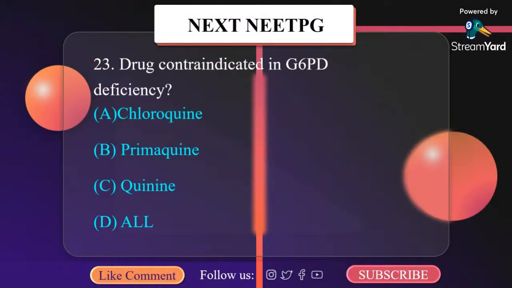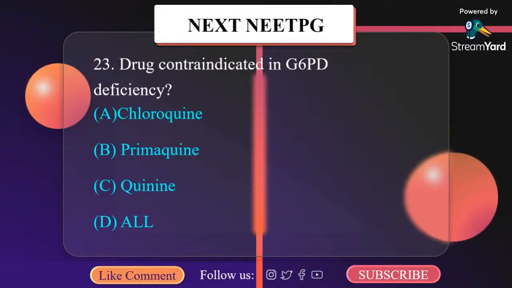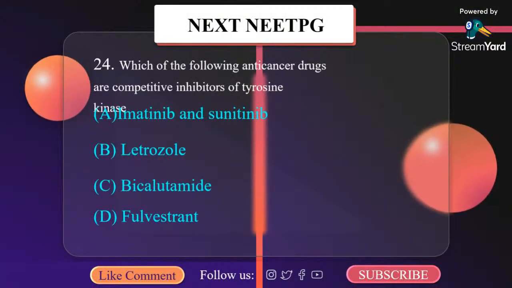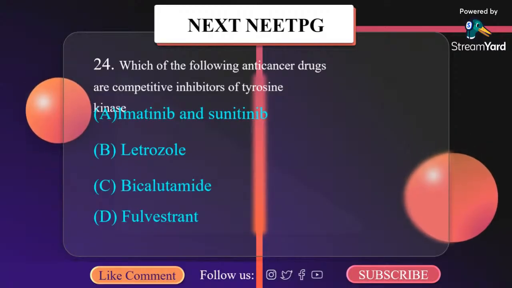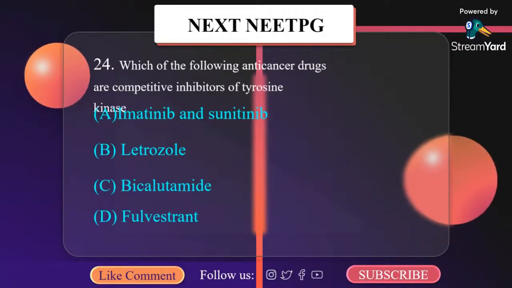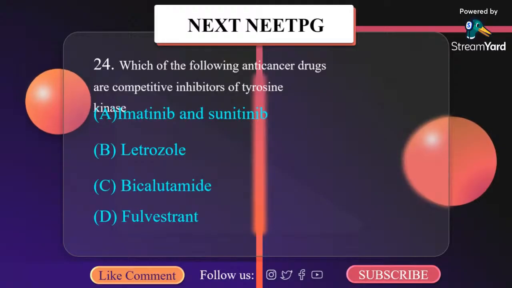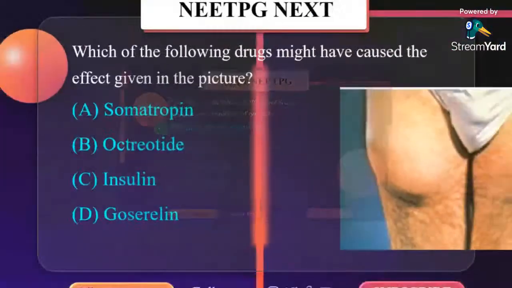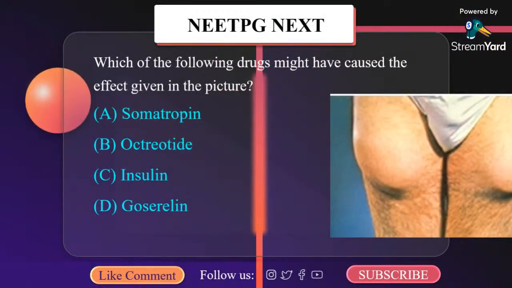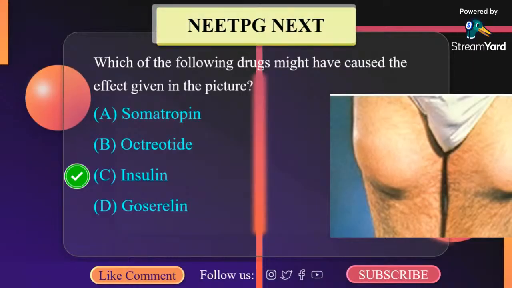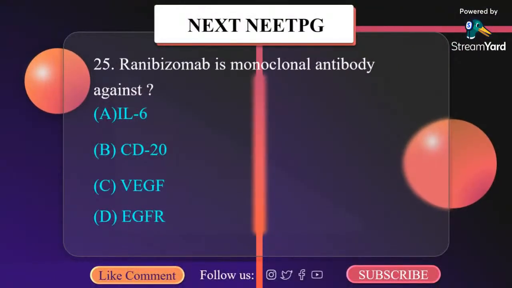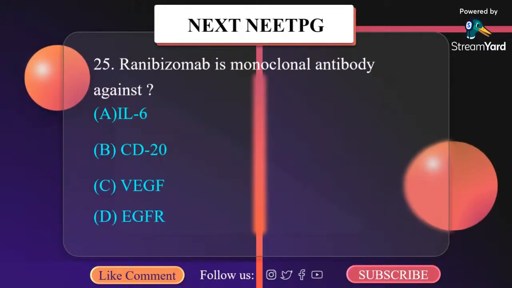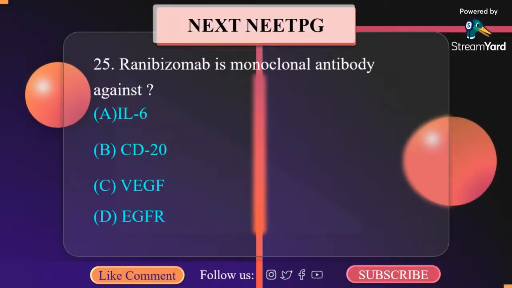Drug contraindicated in G6PD deficiency is A, chloroquine, B, primaquine, C, quinine, D, all. It is all. Which of the following anti-cancer drugs are competitive inhibitors of tyrosine kinase? A, imatinib and sunitinib, B, letrozole, C, bicalutamide, D, fulvestrant. It is imatinib and sunitinib. Which of the following drugs might have caused the effect given in the picture? It is insulin that has caused this. It is lipohypertrophy. Ranibizumab is a monoclonal antibody against A, IL-6, B, CD20, C, VEGF, D, EGF.